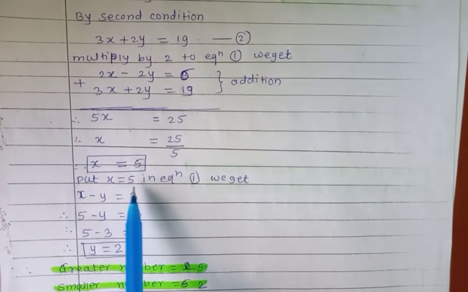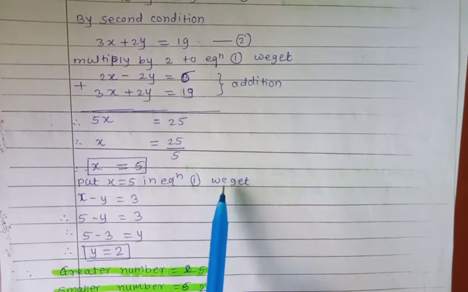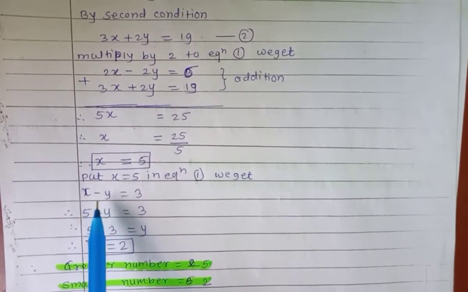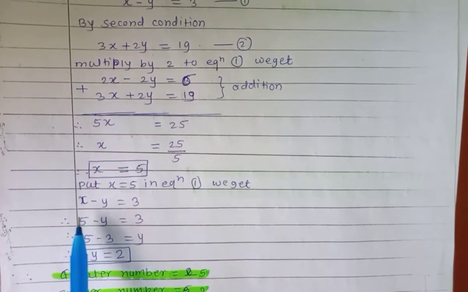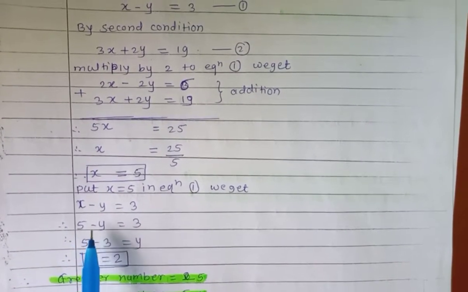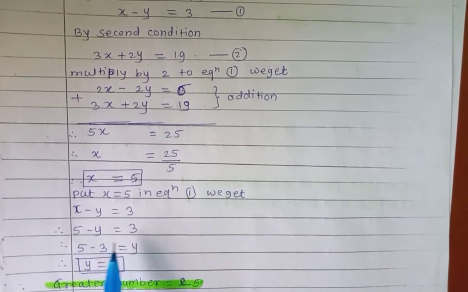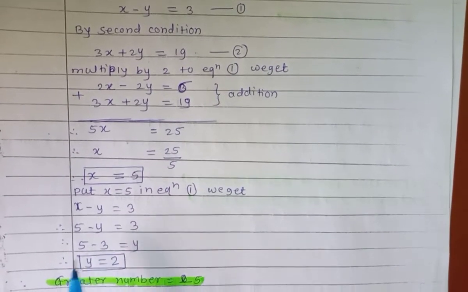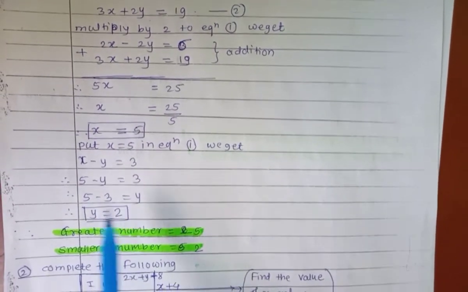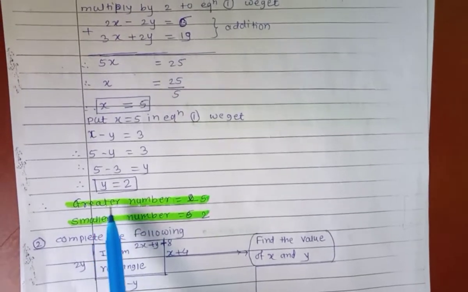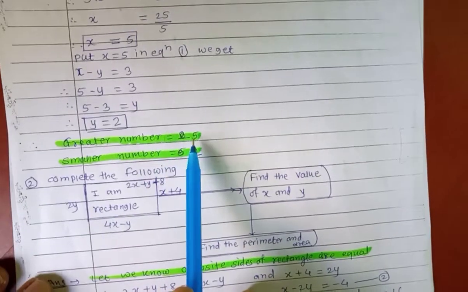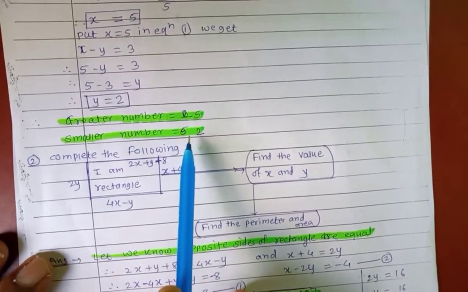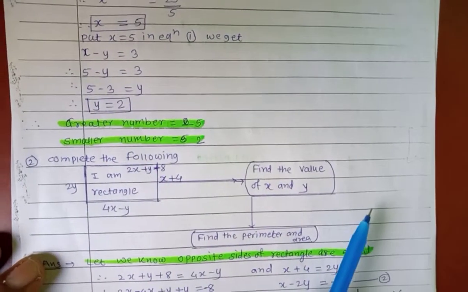Put x equal to 5 in equation 1, x minus y equals 3. The value of x is 5, so 5 minus y equals 3. Transfer y to the RHS and 3 to the LHS, 5 minus 3 equals y, therefore y equals 2. Therefore the greater number is 5 and the smaller number is 2. That is the first example.